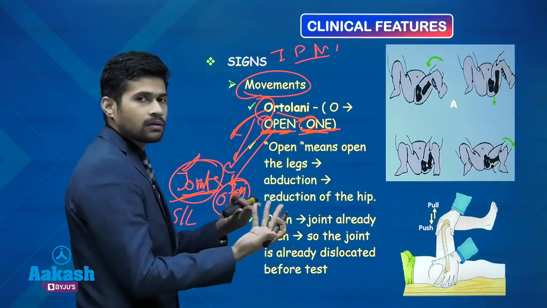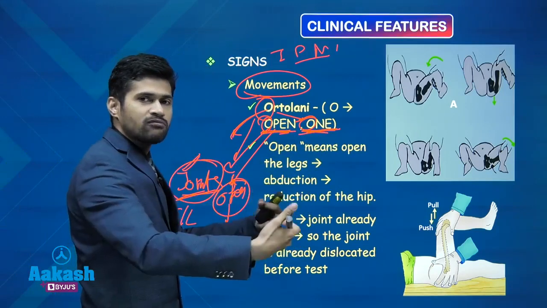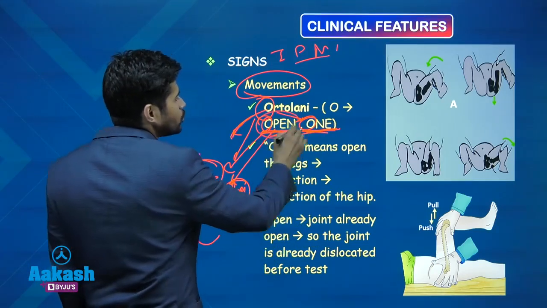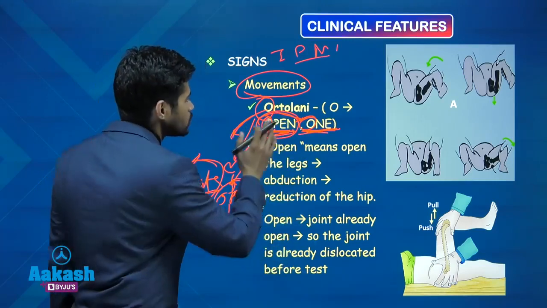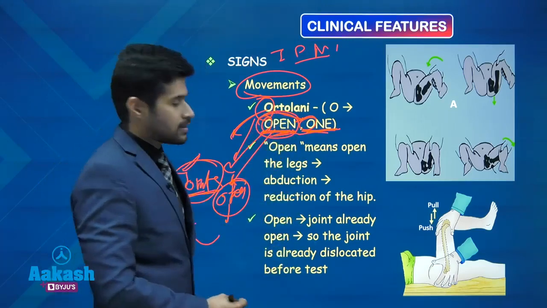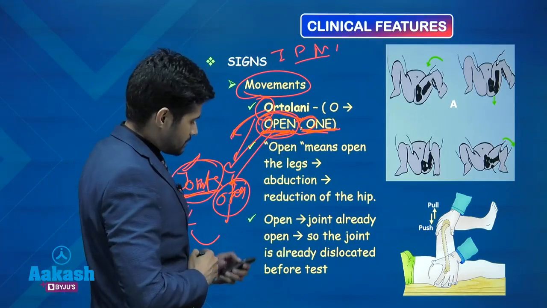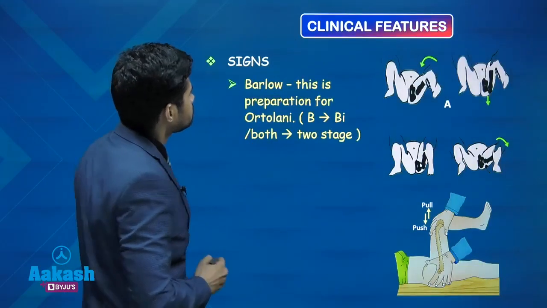You just do an abduction, an opening movement, and the joint is already open. So you reduce an already subluxed joint. The joint is already subluxed and you are reducing it.